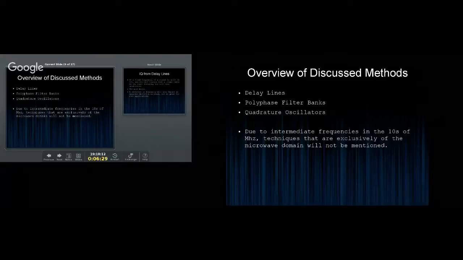There are actually a large number of ways of doing this. Some of them depend on the frequency range that you're operating in. Some of them depend on microwave microstrip type arrangements, but because we're looking at about 100 megahertz, the techniques of the microwave domain, we're just not going to go there at all. So I'm going to go through delay lines, which are pretty obvious, polyphase filter banks, which took me a little while to wrap my conceptual head around, and establishing quadrature oscillators and down converting.